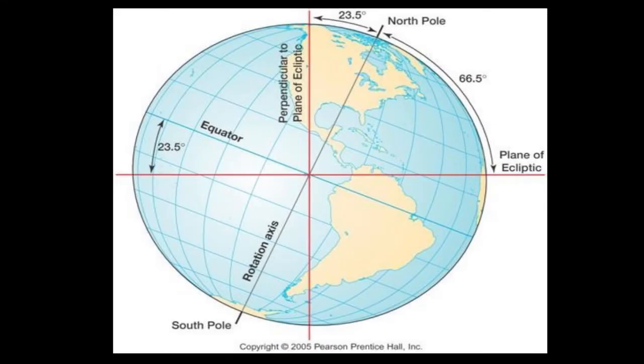The axis is an imaginary line that passes through the center of the Earth from the North Pole to the South Pole. The axis of the Earth is always tilted at an angle of 23.5 degrees from the vertical and 66.5 degrees from the plane of its orbit. This tilt is known as the inclination of the Earth's axis.